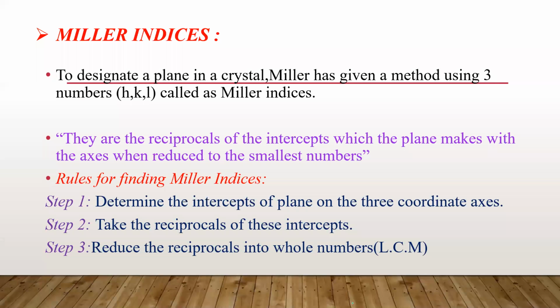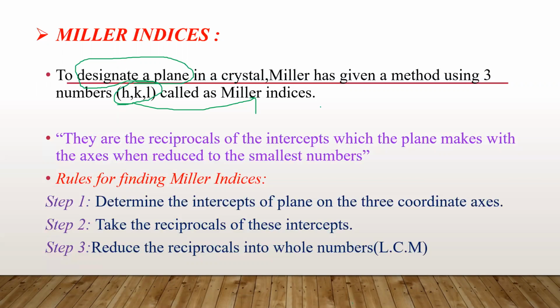Next comes Miller indices. So what are these Miller indices? Miller is a scientist, and they were named after him. Miller indices are simple numbers used to designate a plane in a crystal. We already learned what a lattice plane is. In order to designate a plane in a crystal, we use a set of three numbers called Miller indices.